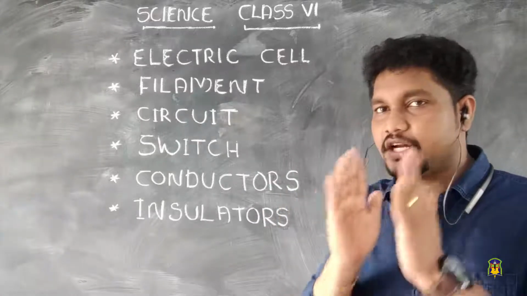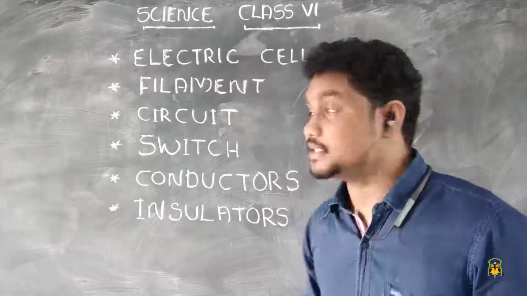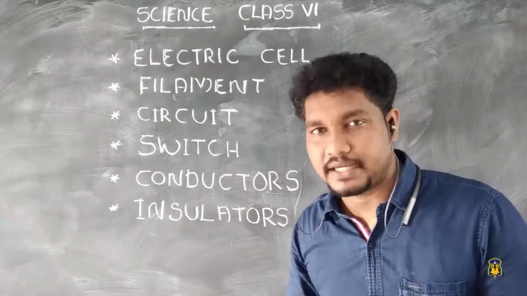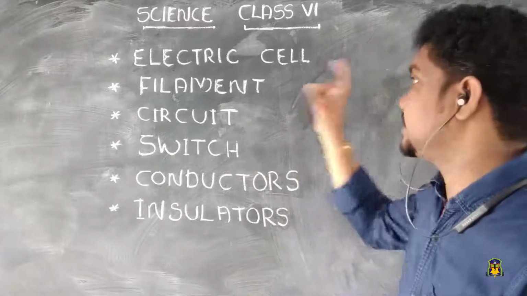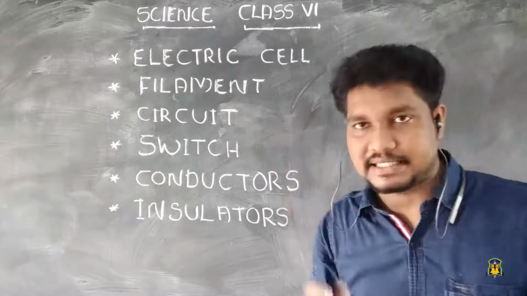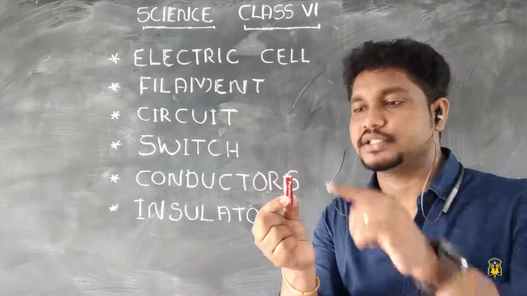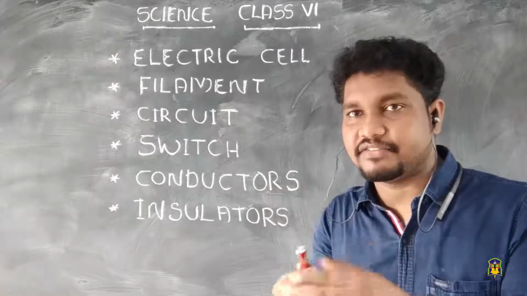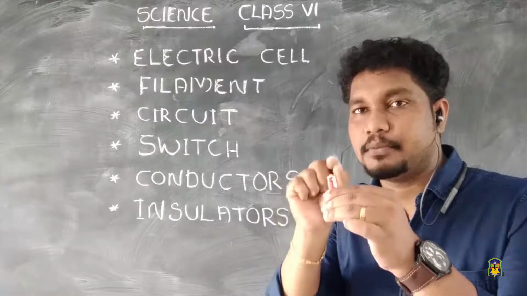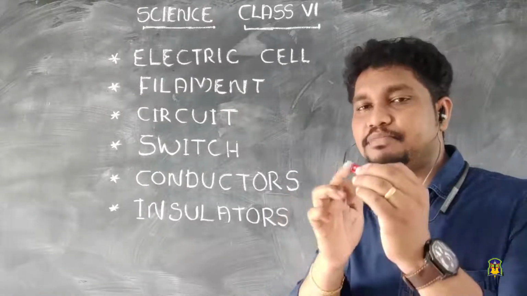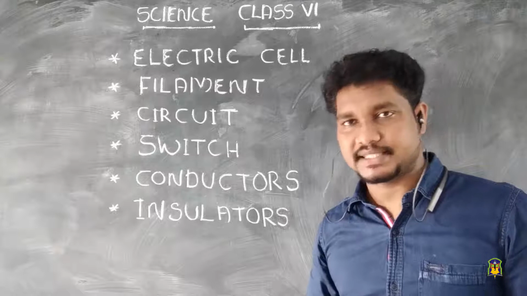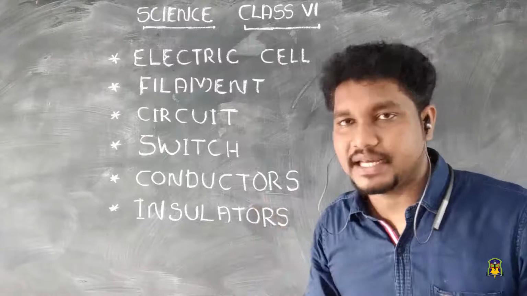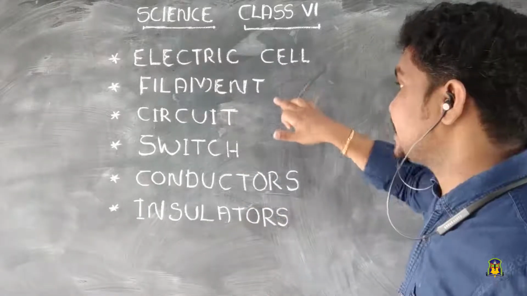In the introduction part I already discussed this, and once again I will discuss. The electric cell is a device used to provide the electric charge. It has two terminals, one positive and the other negative. You can easily identify the projected part as the positive terminal, and the flat part as the negative terminal of the cell. Once again, an electric cell is a device used to provide the electric charge. Then the second one is filament.